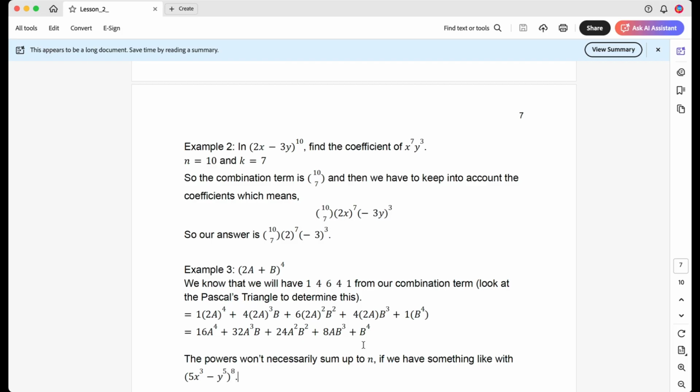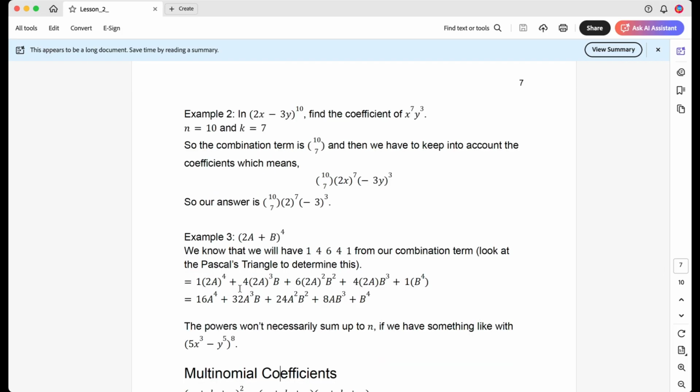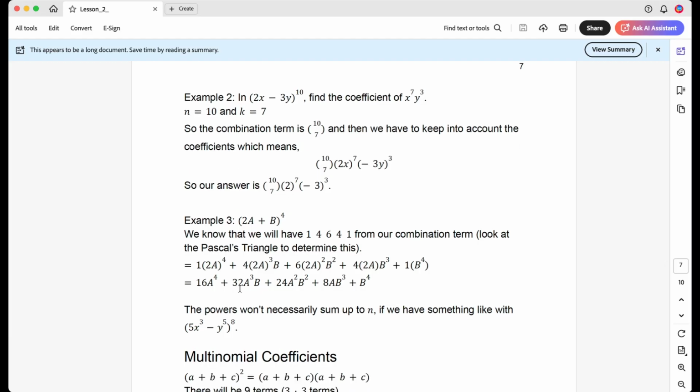So that's what happens if we have a coefficient within our binomial. If you have powers within the binomial, then that's going to really make things a lot messier. You'll have the sum going beyond n in that case.